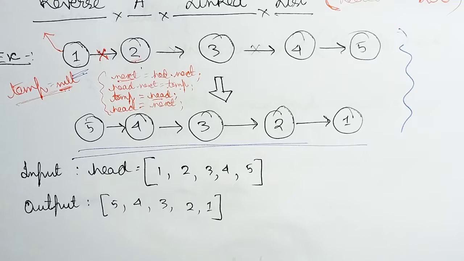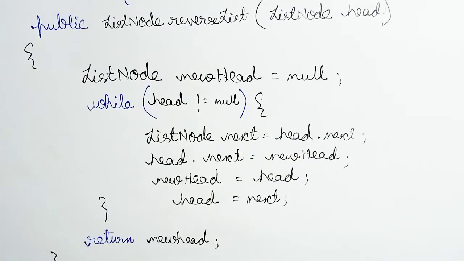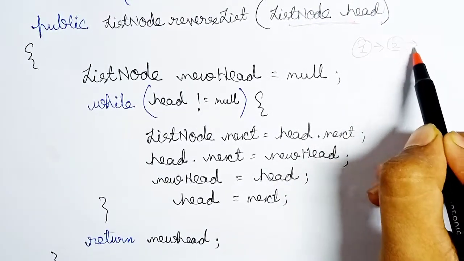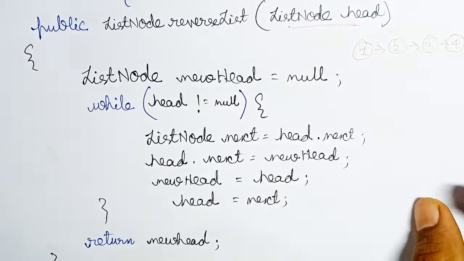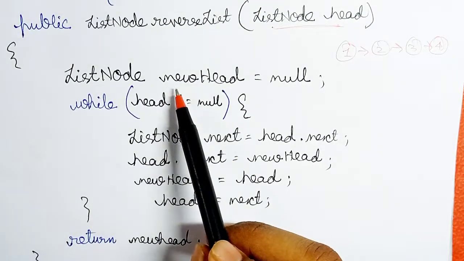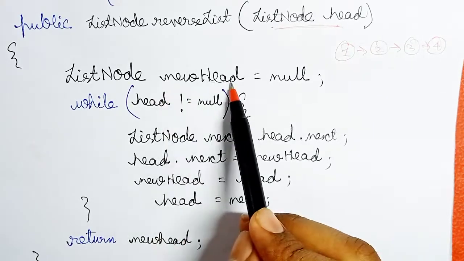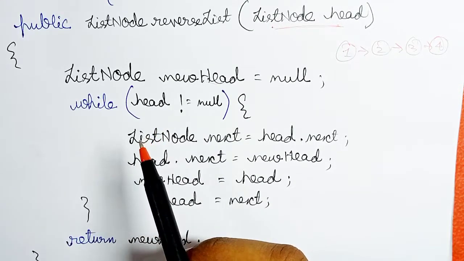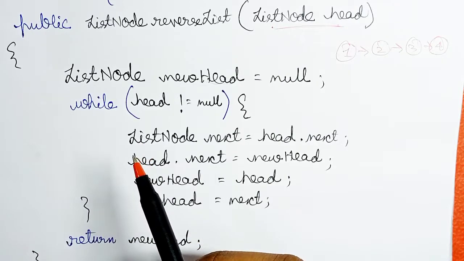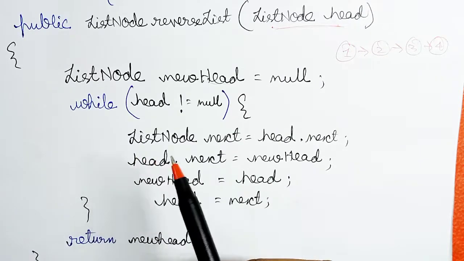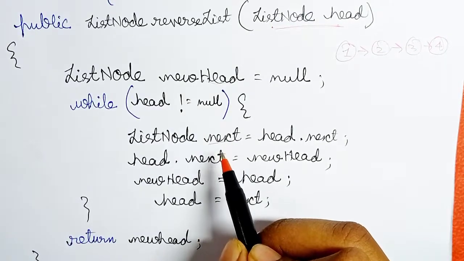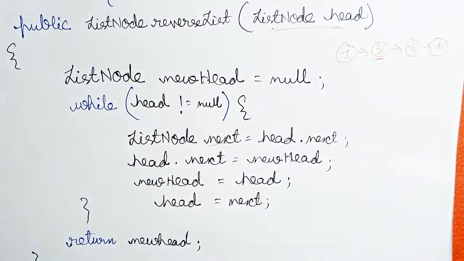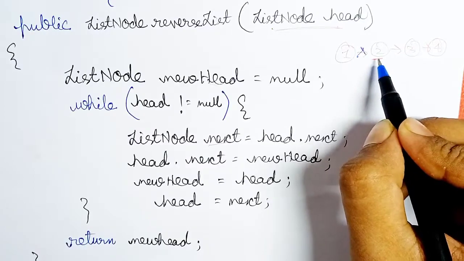So now let's directly look into the Java code. In the Java code, we are given the head of the linked list. Let's suppose the linked list is 1, 2, 3, and 4. So what we do, we make a new node named newHead and initialize its value with null. As I told earlier, we will run a loop till head is not null. The moment head becomes null, the control will come out of the loop. Now we make a new node named next, and we store the next of the head so that when we break this link, we already have the address of the next node.